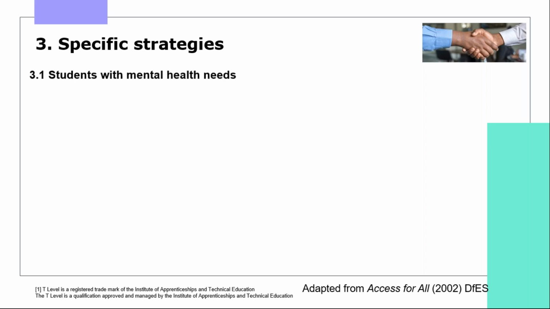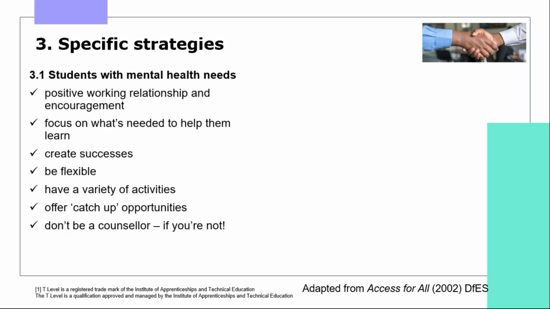Okay, we're going to start off with students' mental health needs. It's already been brought up by somebody in the question box. So, having that positive working relationship is important. Having those quick and easy wins and creating successes is also important. And I think important for me as well: don't be a counsellor if you're not a trained counsellor. Yes, we are here to support our students, but please know your own limits. Janet, are there any important points you'd like to share other than what I've just said?